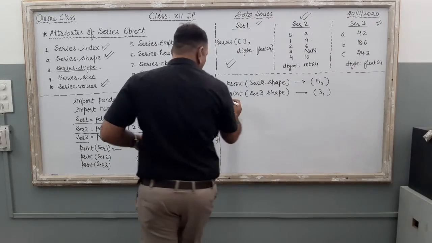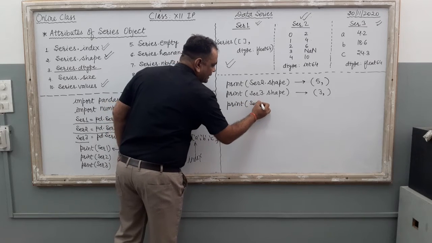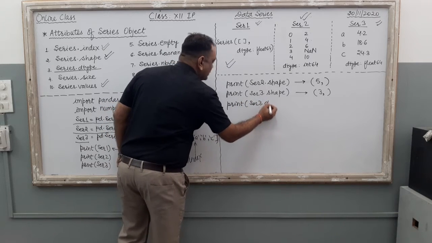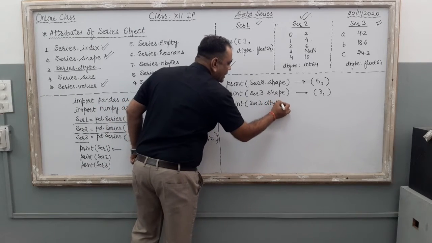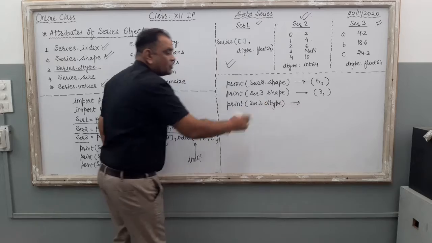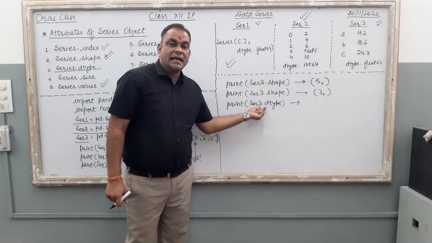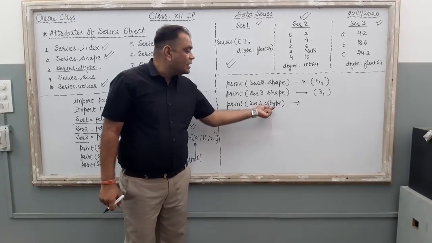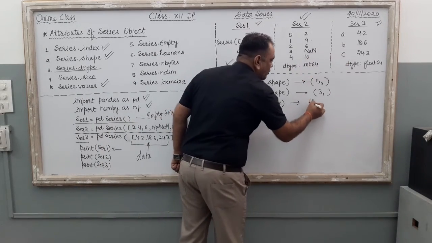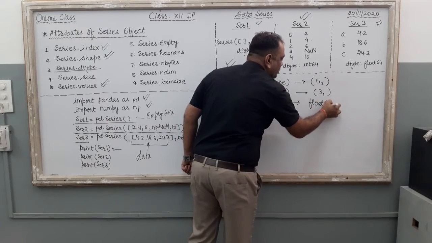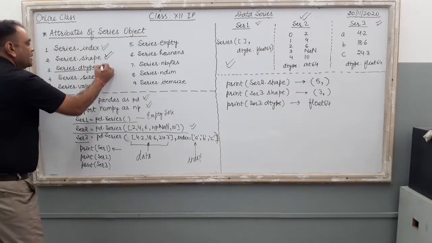So if you use this command, print ser3.dtype, data type, dtype. These are attributes. You have to add this attribute with the series object. You have to use it like this: series.dtype. Now what is the data type of series 3? The series 3 data type is float64, it will be there on the monitor. Clear? So it is the data type attribute.